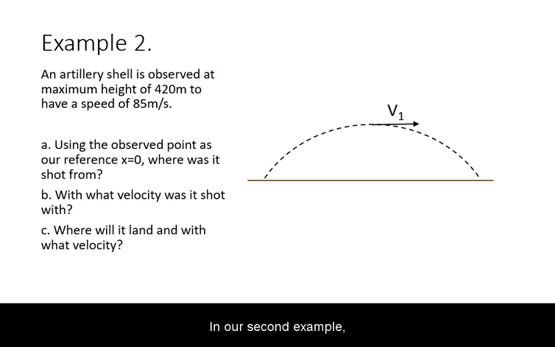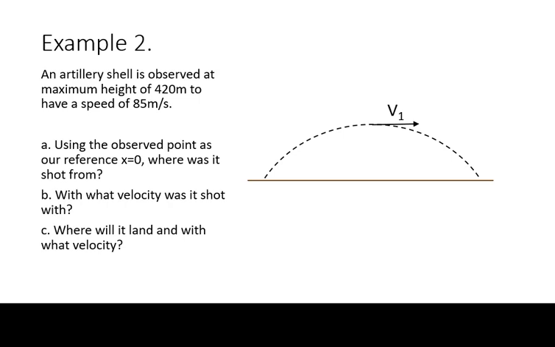In our second example, we are given a snapshot of an artillery shell flying above level ground with known height and speed. We are asked where was it shot from, with what velocity, where will it land, and with what velocity. This is an example of a backwards calculation problem.